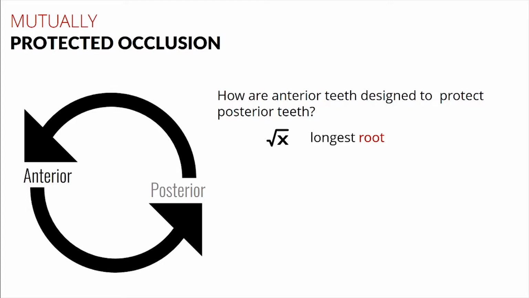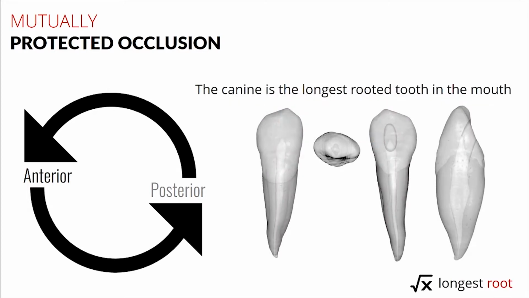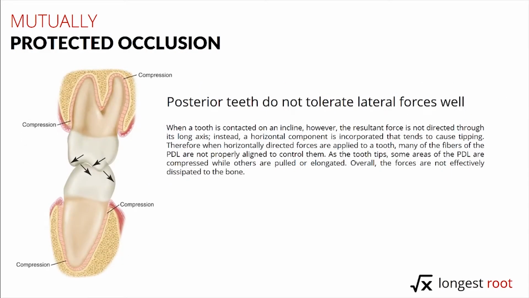One of the things we're going to look at is the length of this root. So let's just focus in on the canine for now. The canine is our longest rooted tooth in the mouth, so it has a favorable crown to root ratio. Okay, so if we think about taking on forces in a lateral direction, now we're looking at teeth as they contact each other, not in a straight up and down motion like you're biting, but as they grind either side to side or forward.